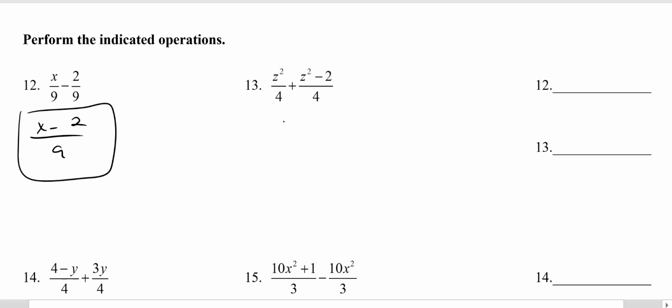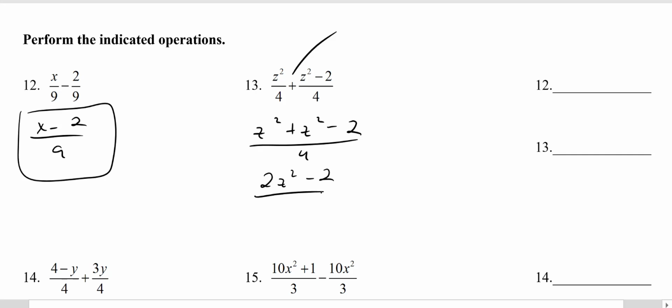Okay, this next one, so this is what you want to do, is you want to write z squared plus z squared minus 2 over 4. Okay, write it all together. And by the way, notice it's a plus sign, and we're going to get to problems where there's a minus sign in a second here, but it's a plus sign, so you just kind of add everything together, getting 2z squared minus 2 over 4.